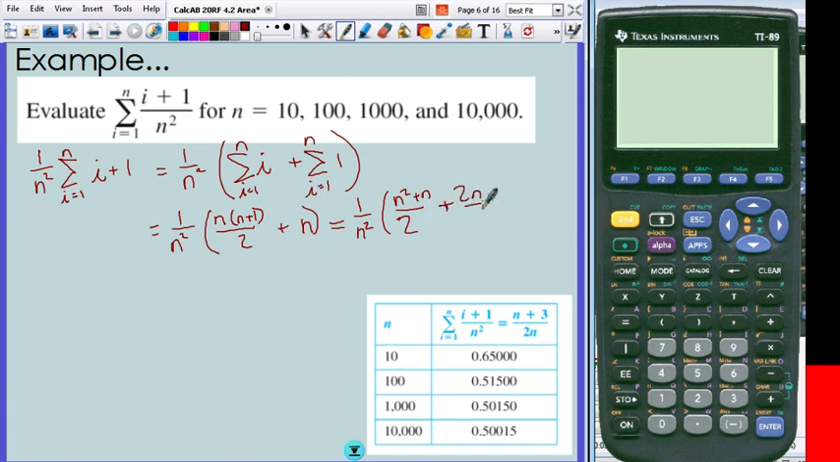Plus 2n over 2. All right, and combining a few things here, I'm going to have on the numerators n squared plus 3n over 2n squared. And I can reduce every term by n, so I get n plus 3 over 2n.